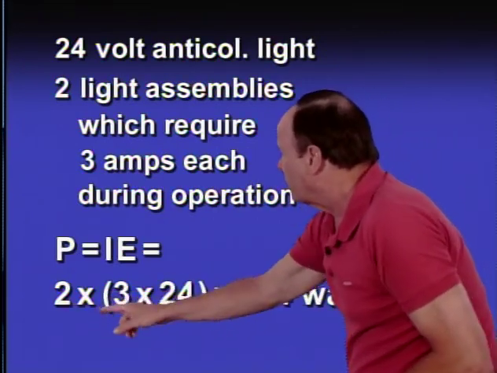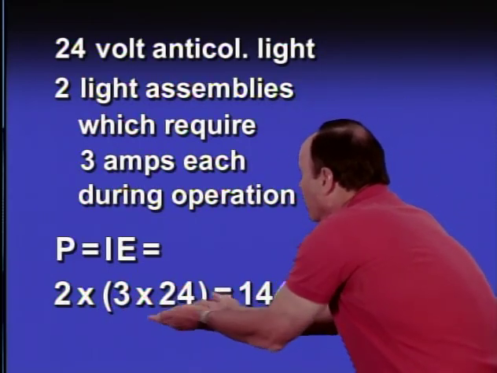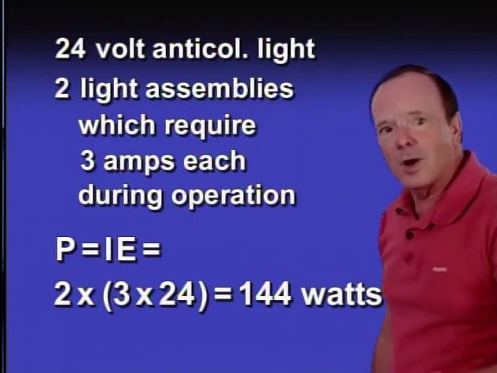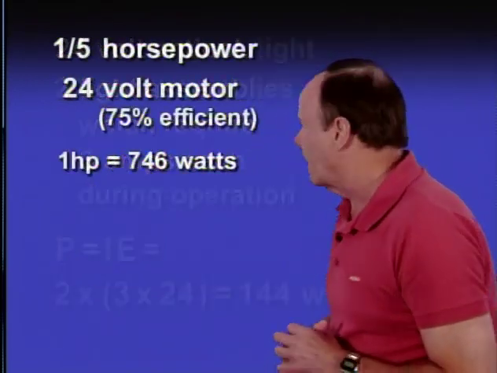And we have 2 of those circuits, so to figure out the power here, 2 times 3 times 24, that's the power in each circuit, equals 144 watts. So that's a little bit more. It's 144 watts. So let's take a look at the third situation they're going to ask you about.